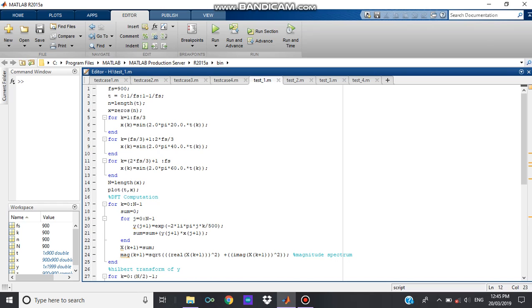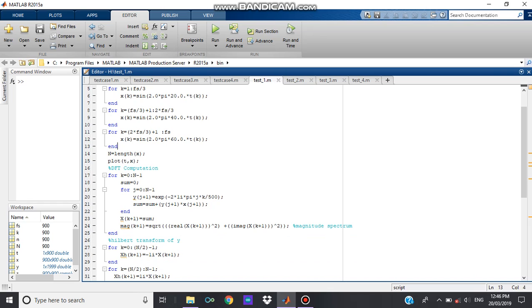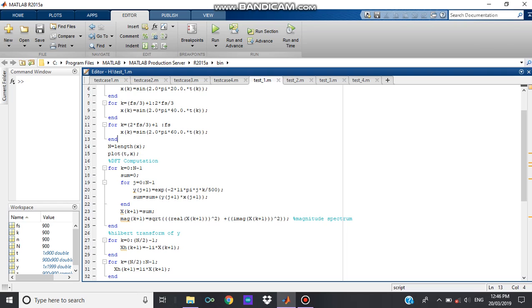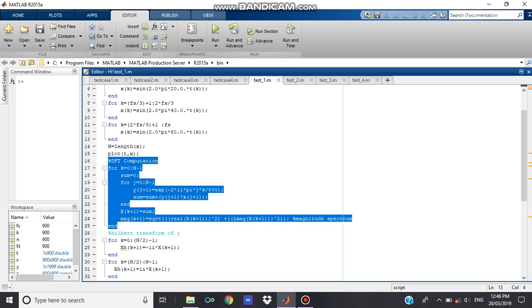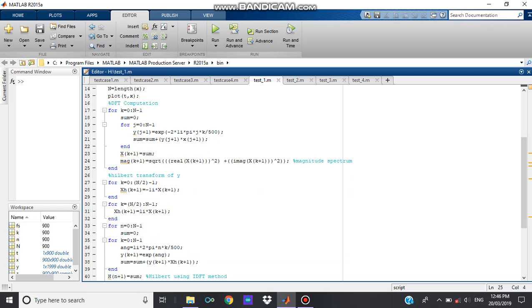Initially I've taken 1/3 of the signal with frequency 20, another 1/3 with frequency 40 and the other with 60. Now after that we'll get X, a frequency modulated signal. After obtaining it, performing DFT on the frequency modulated signal is not required, but if at all you want to perform DFT computation, then this is the process you do. And Hilbert transform directly gives us the DFT.